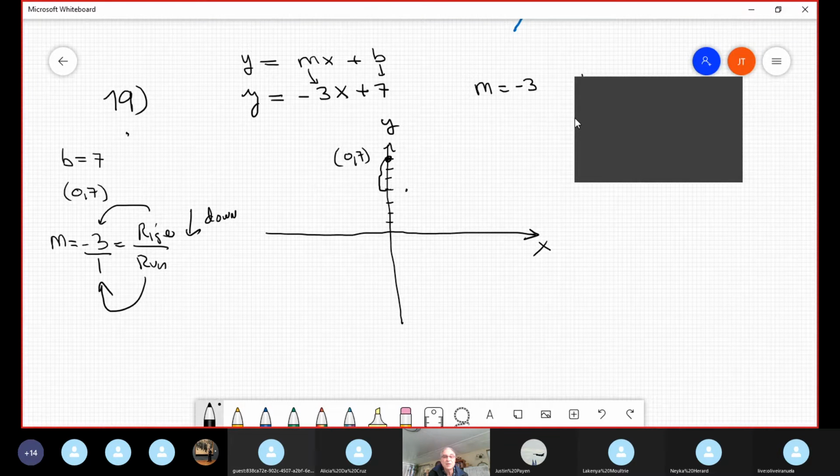This segment is the rise, negative, down. And the run is to the right. Always the run is to the right. In this case, the run is 1. And you connect this and plot that point, by the way, 1,4, not 3. Why 4? Because it's 7 minus 3. And the rest is connecting by a straight line. And this is the graph.